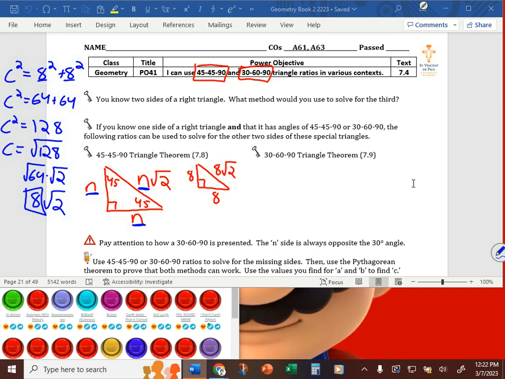So in a 45, 45, 90 triangle, because it's isosceles, you know the legs are the same. We'll call them n. And then the hypotenuse will be whatever that length of n is times the root of 2. So in this first one, I gave you 8 as the length of a leg. You know the other leg will also be 8 because it's a 45, 45, 90 triangle. And the hypotenuse has to be whatever that leg length was, in this case 8, times the root of 2.